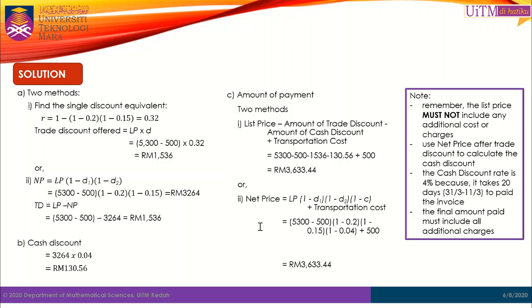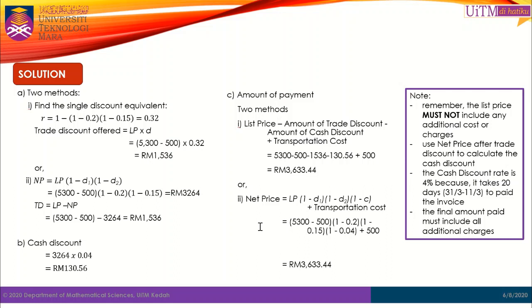So for the first one, there are two methods you can use to find the trade discount. First, by finding the single discount equivalent rate first, and then just find the trade discount offered directly. So if you determine the single discount equivalent rate first, you have R equal to (1 minus 0.2)(1 minus 0.15), so you get this to be 0.32, and then straight away you multiply the LP, the list price, with the single discount equivalent rate, that is 0.32. So you have the amount to be 1536.